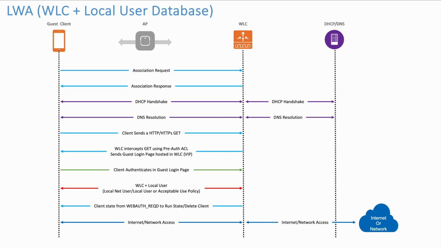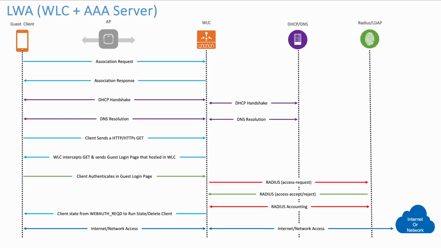As I mentioned in the beginning, we have three more scenarios. It's more or less similar, but there are some slight differences. We'll get into that. Here I'm talking about an external Radius server. It can be Radius, it can be LDAP, any kind of server capable of doing Radius authentication. Until the authentication guest login page, everything is the same. There is no difference in this model.